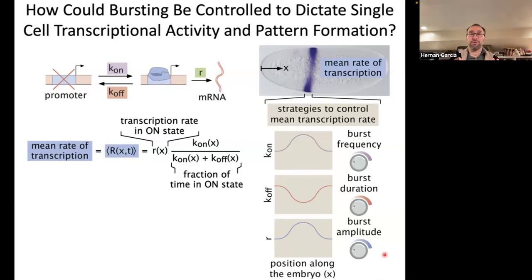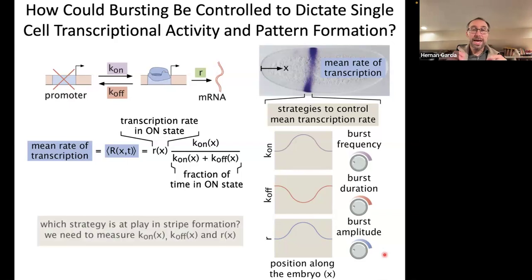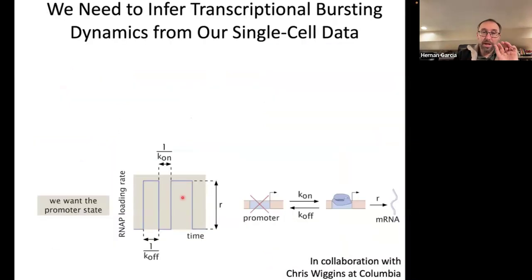Like, could be some combination of all these three strategies. But the point is that if you want to answer the question of how the individual cells regulate their transcriptional dynamics in order to make a stripe, you need to be able to measure burst frequency, duration, and amplitude as you move along the embryo. And this would be trivial if you could measure the rate of polymerase loading as a function of time. You would just see it coming on and off.